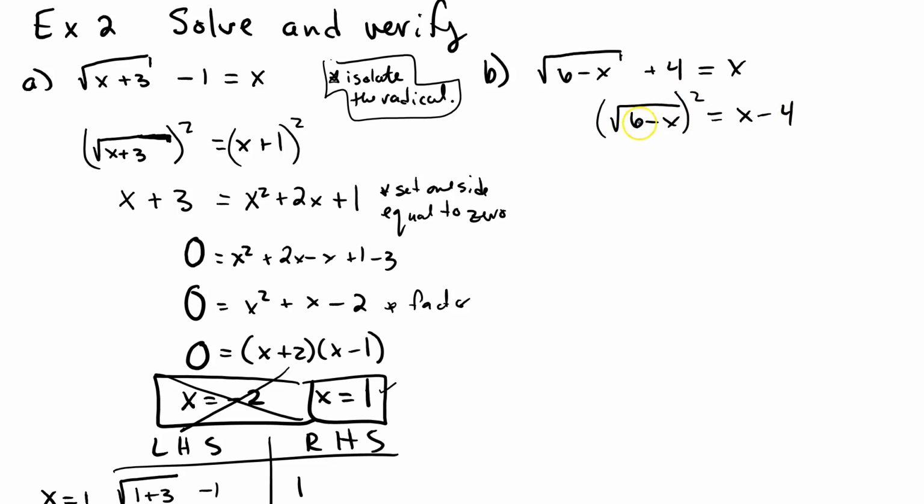I want to square this to get rid of the radical sign, but that means that I also want to square this. So I have 6 minus x equals x squared minus 8x plus 16. Now remember, from this step to this step, I can only go so fast. I can only do that really quickly because I've practiced expanding perfect square binomials.